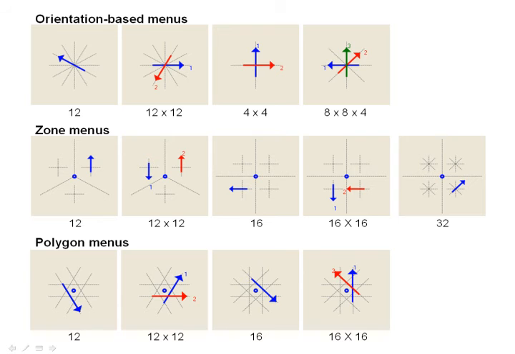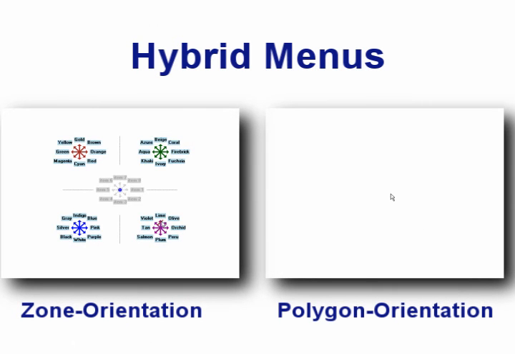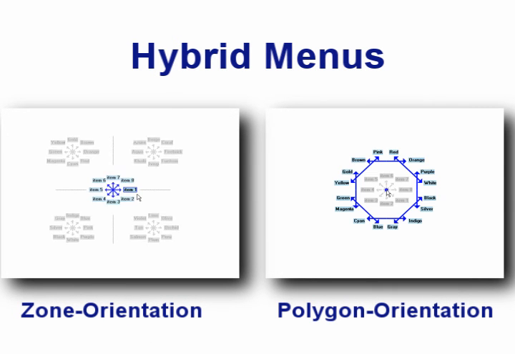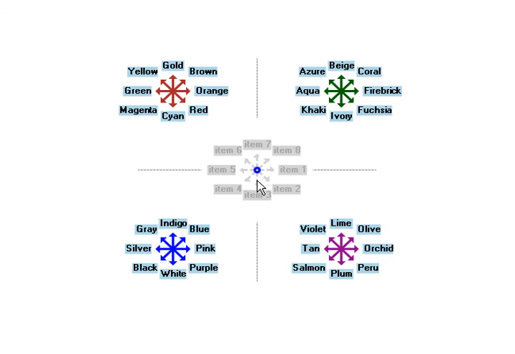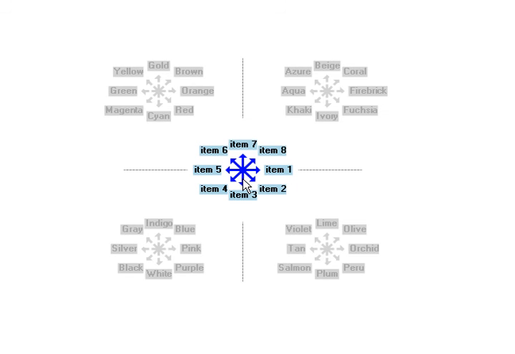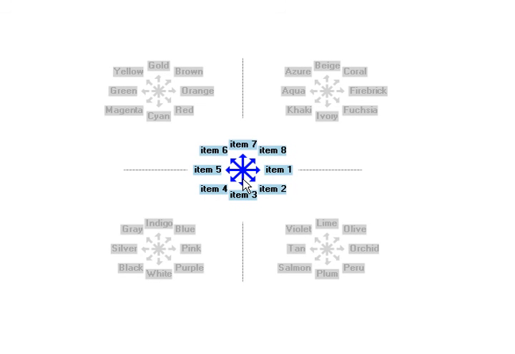Our analysis shows that both Zone and Polygon menus outperform purely orientation-based menus in terms of speed and accuracy when breadth exceeds 8 items. We have also developed 2 hybrid designs that combine purely orientation-based menus with Zone or Polygon menus. In these hybrids, if the initial stroke is very short, we treat it as a tap specifying the origin for the Zone or Polygon menu. Otherwise, a longer initial stroke gives us quick access to 8 items in an orientation-based menu.